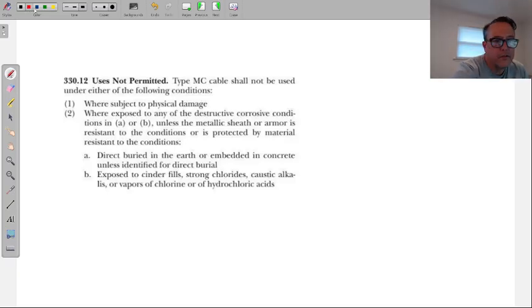And then all the other things you see here, like strong chlorides, caustic alkalis. These are all chemicals, vapors of chlorine or hydrochloric acid. Basically, any kind of those hazardous chemical situations where it can destroy or eat away at the metal of that conduit. That's the big thing that they're worried about, is the conduit getting all destroyed.